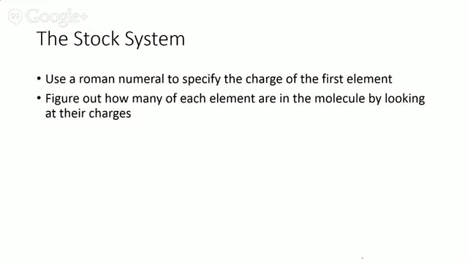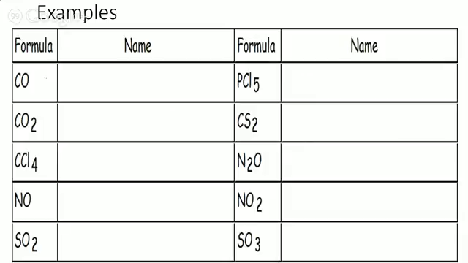Now the stock system we've used before when naming ionic compounds. Remember, the Roman numeral is the charge. So we first got to figure out how many of each element are in the molecule by looking at the charges. Right? So same compounds named using the different system. Well, I got C and then O. Well, what the heck? What's the charge of C? I don't know. I'm freaking out.